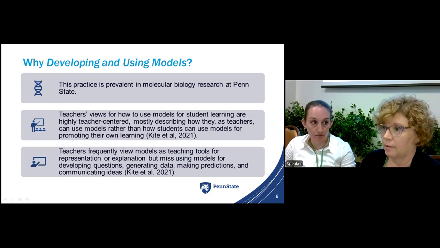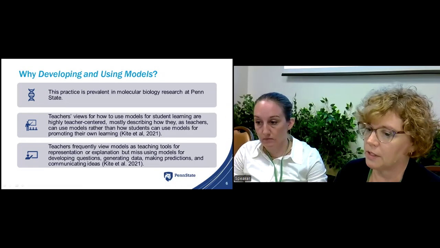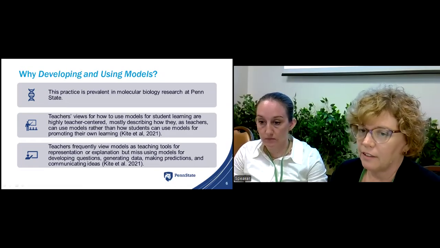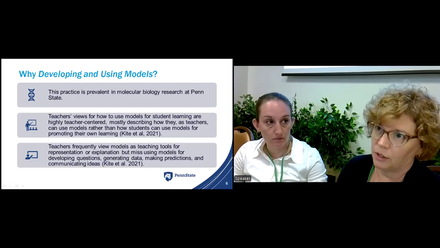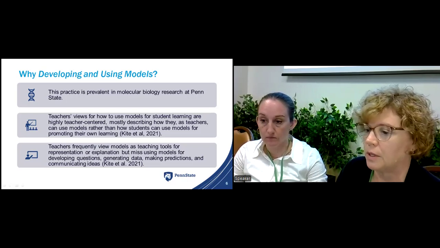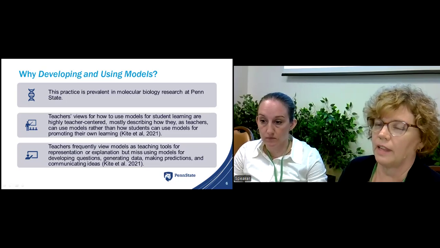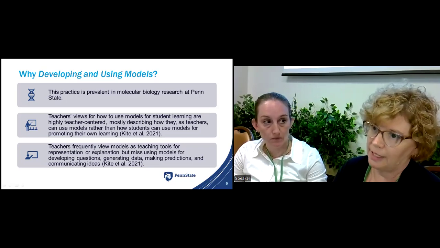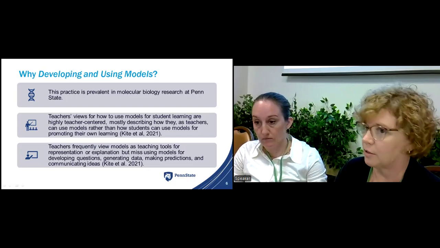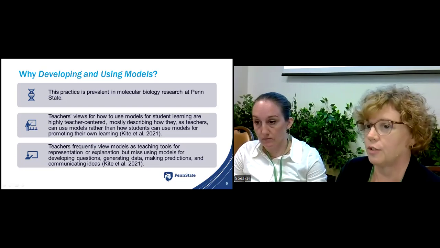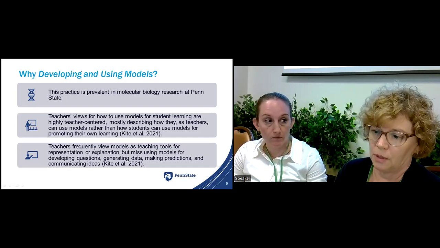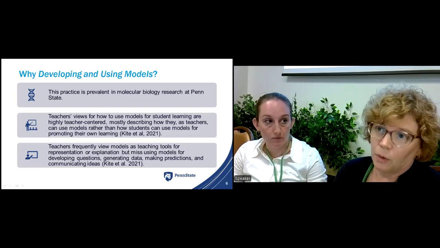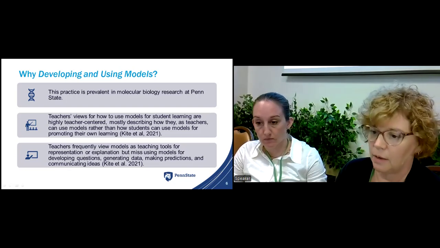So we know that this particular practice is prevalent in molecular biology research that's going on at our university. And the way teachers tend to view developing and using models is one particular way, even though we find it's used in a myriad of ways in actual science research. They view it mostly as a way to use pedagogically to teach students about a particular concept or phenomenon as an illustration or a representation, rather than seeing it as a tool for the students to use as part of their inquiry or to conduct investigations in any way.